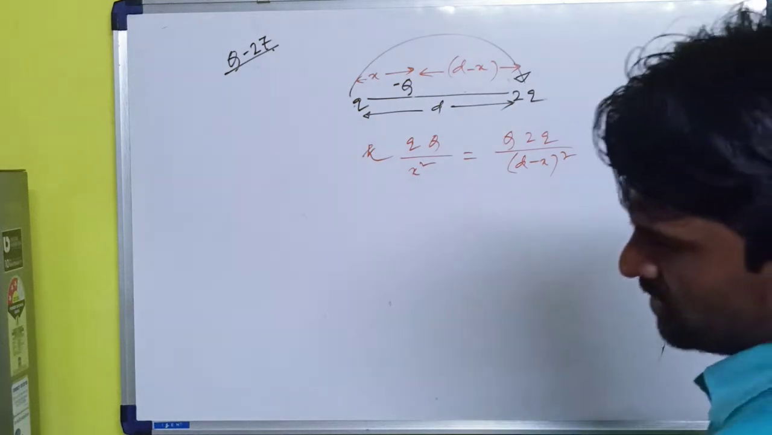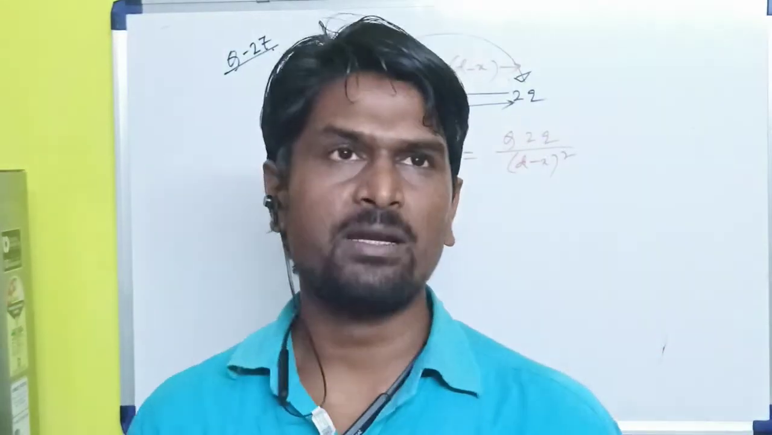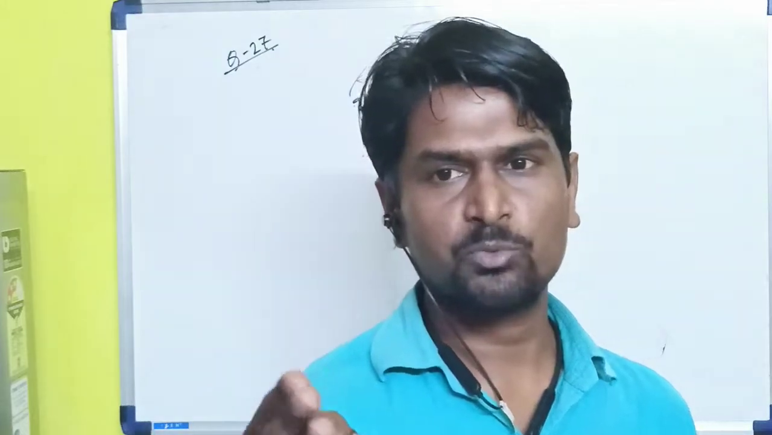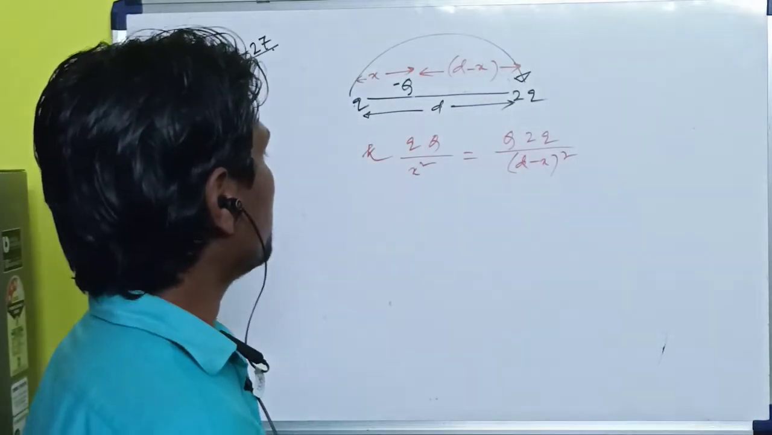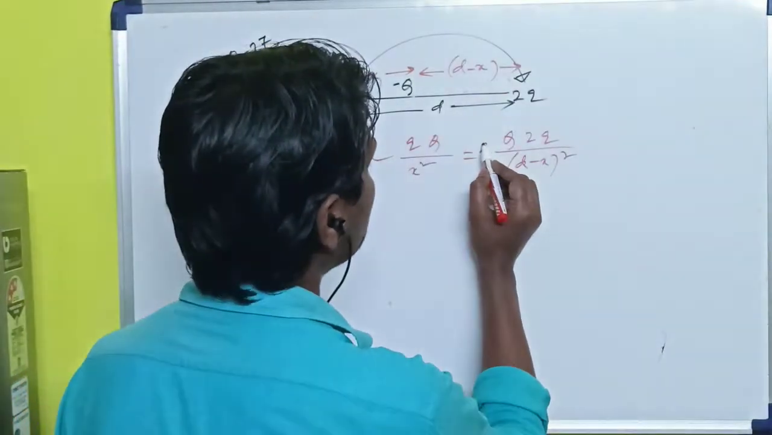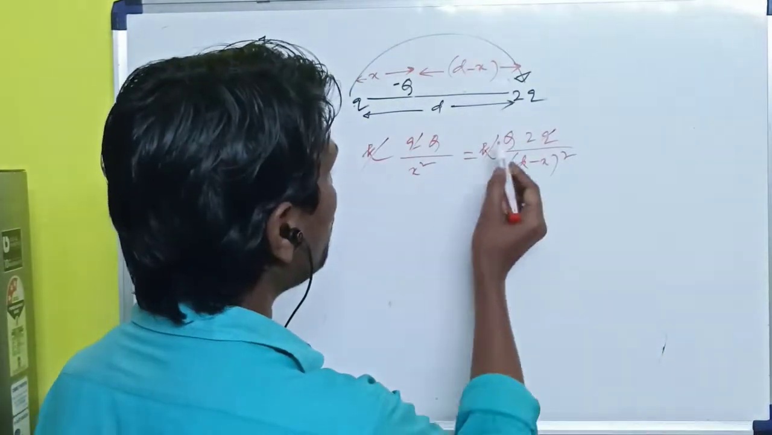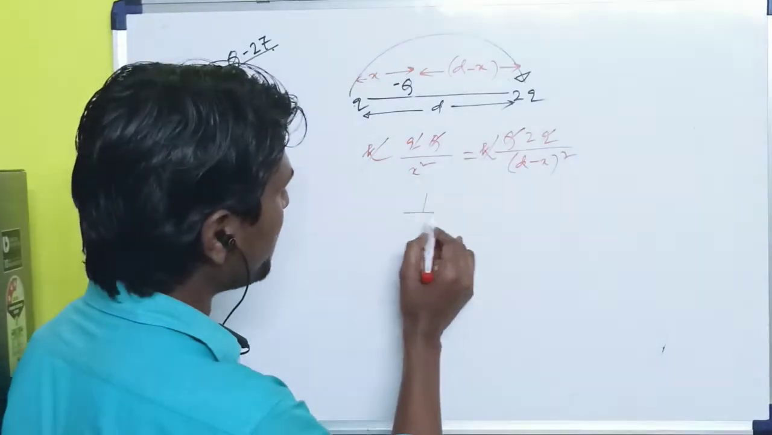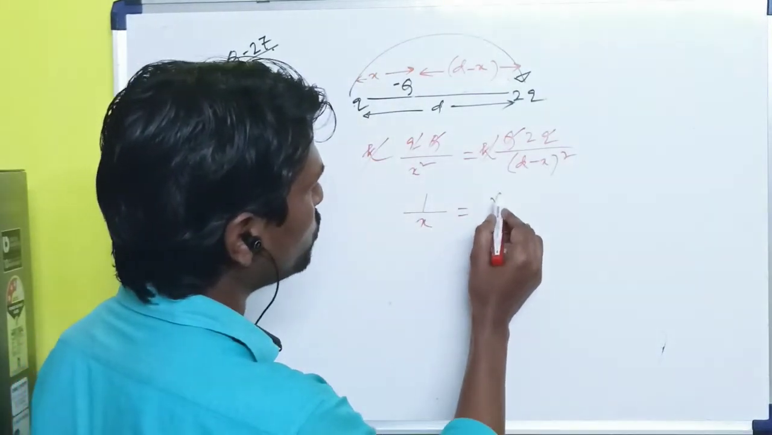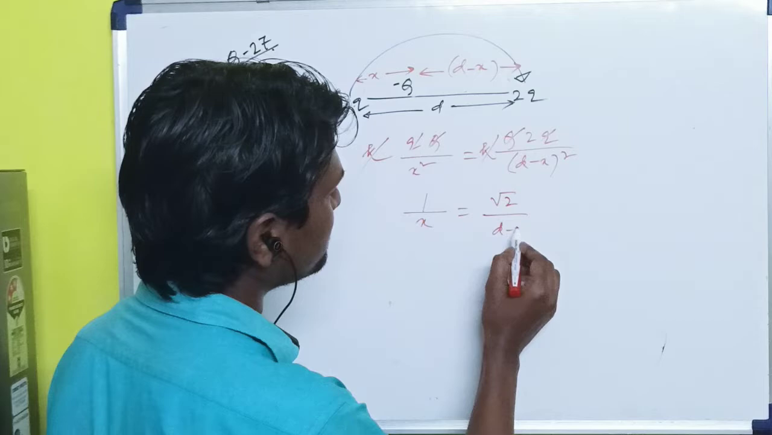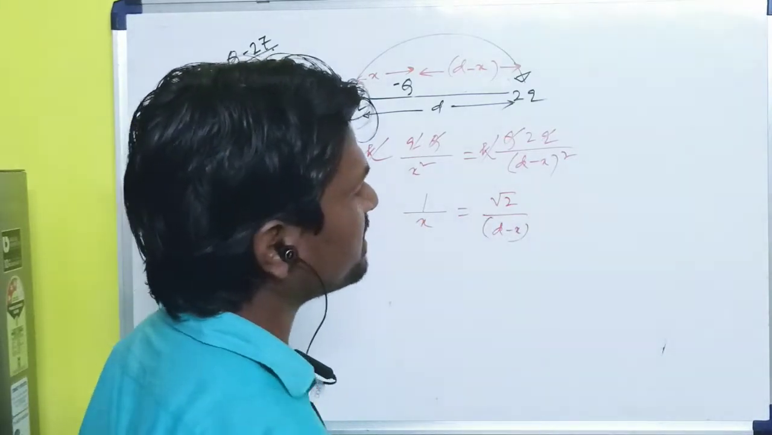If we break this one as (a minus b) whole square, then it becomes more critical. Here is also a kappa, a proportionality constant. This is q cancel q and q cancel q. So 1 by x equal to root 2 by (d minus x). It is so simple, and the numerical is done.